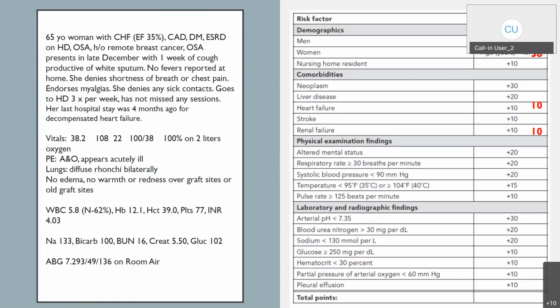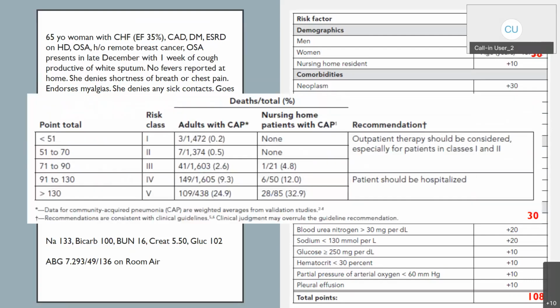Renal failure, she gets 10 points. And then her pH is less than 7.35, so she gets points for that, for a total of 108. Looking at the scale, that places her in the risk category 4. So where should we treat her? Inpatient, yep.